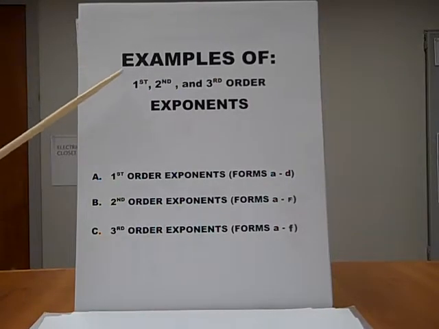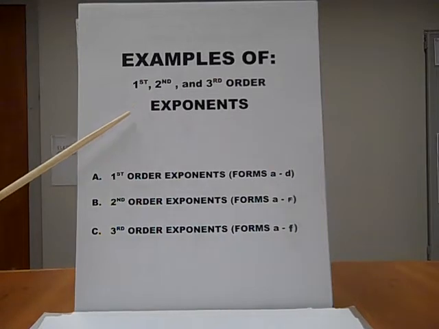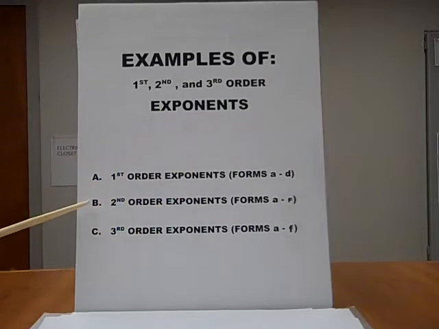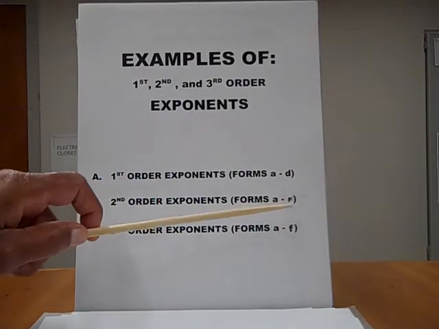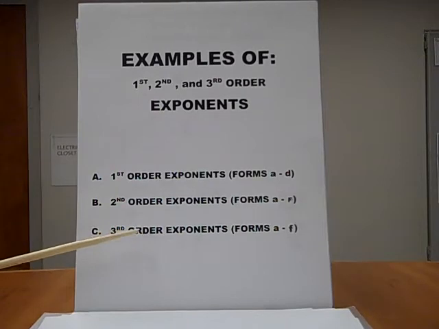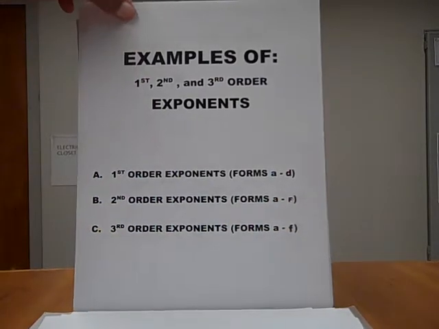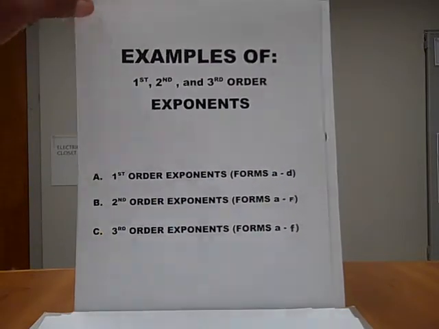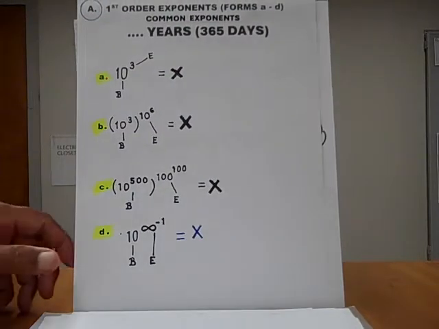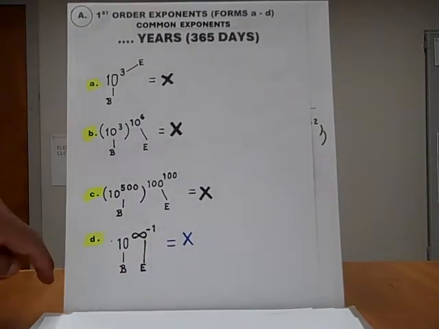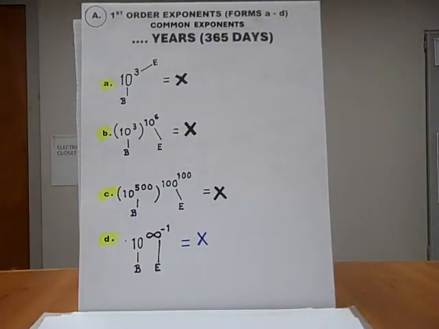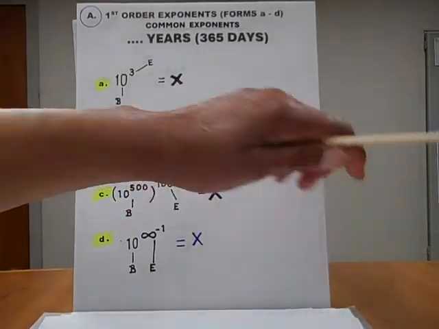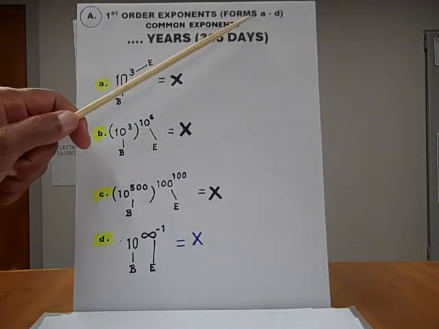Examples of first, second, and third order exponents. A, first order exponents forms A through D. B, second order exponents forms A through F. C, third order exponents forms A through F. We will start with first order exponents. First order exponents. Okay, let's begin. First order exponents forms A through D.